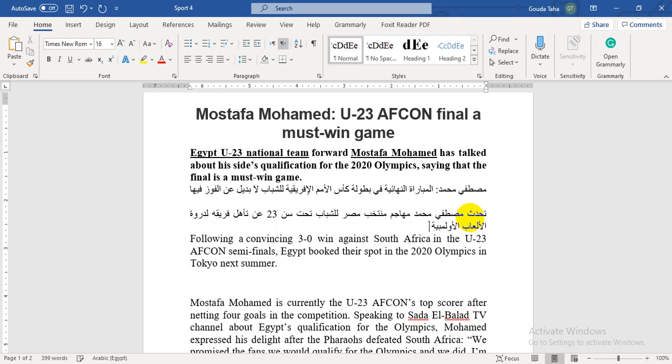الأولمبية saying. Saying here, it's again a reduced sentence. It means and he said. And we could say وأكد أن المباراة النهائية. Let's say لا بديل عن الفوز فيها.